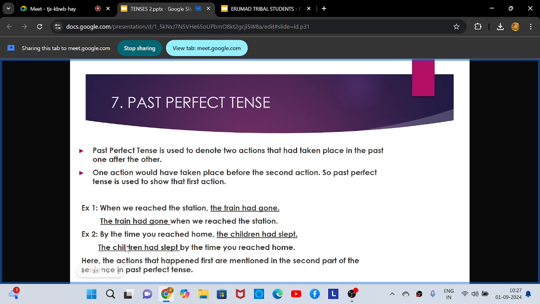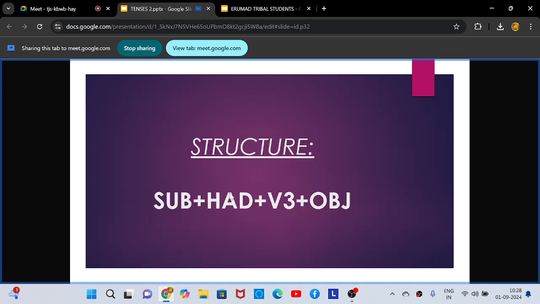Similarly, by the time you reached home, the children had slept. That is, before you reached home, the children had slept. So the children had slept is the first action. By the time you reached home, the children had already gone to sleep. The children had slept by the time you reached home. So the structure of this tense is subject plus had plus V3 plus object. Subject plus had plus V3 plus object.